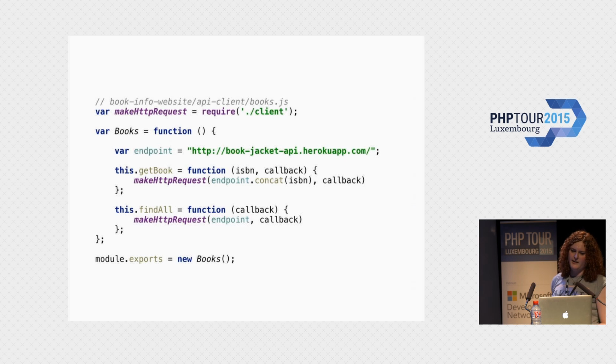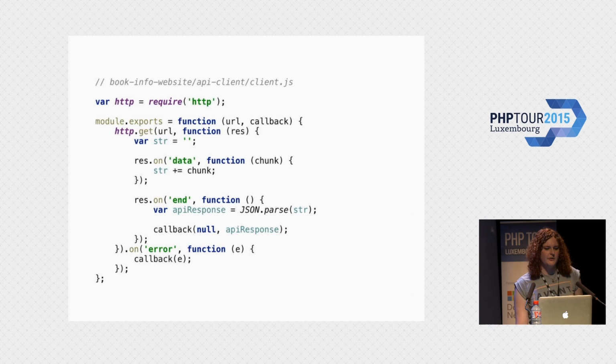Here we have, and this is just a really thin wrapper around the Node HTTP library. The Node HTTP library is really good. It's built in, but I had to make 2 requests to 2 different APIs, so I made it a client. And this is what this looks like on the inside.